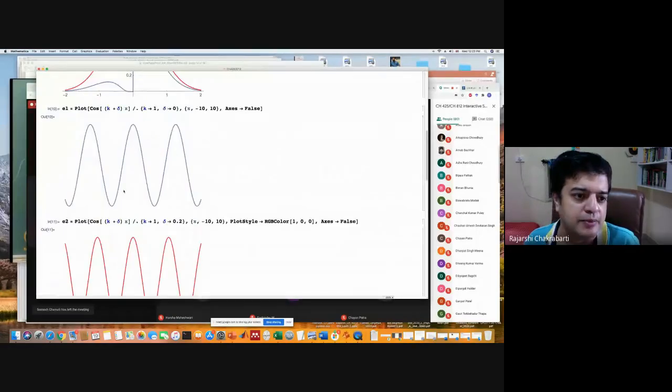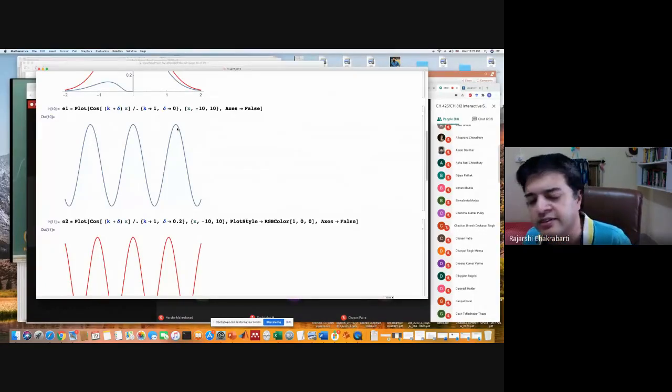But I can find the particle here with equal probability, also here with equal probability, and here with equal probability. I don't know where the particle is. So the uncertainty in position is maximum.